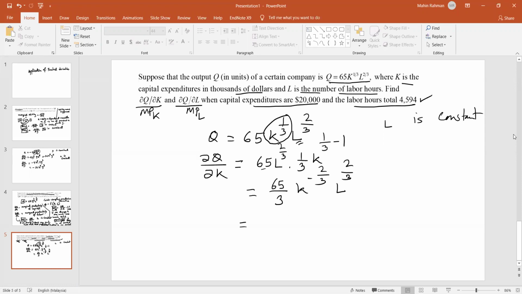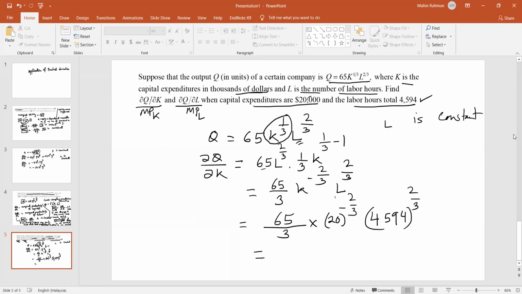So now you have to substitute 65 by 3, and capital, which is $20,000. But since we are saying that this is in thousands of dollars, you can write down capital as only 20. You do not need to write down the whole 20,000 because it is in thousands of dollars. K to the power minus 2 by 3, and L is 4594 to the power 2 by 3. Now find out the answer.